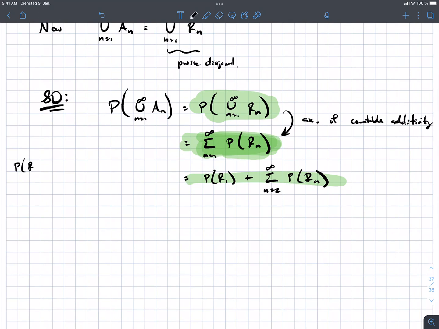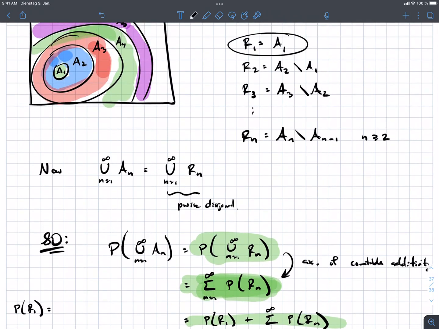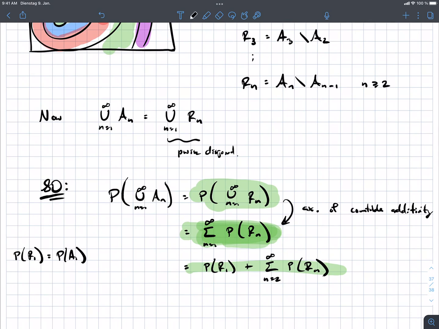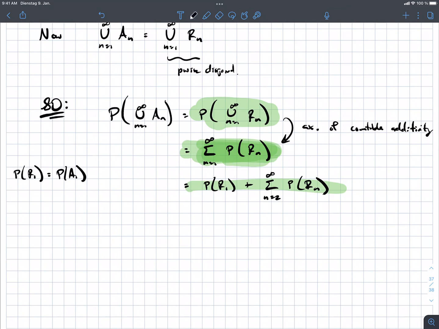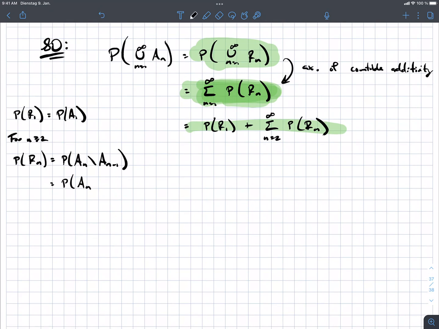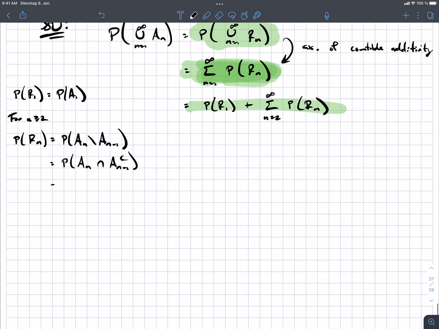So probability of R1 is the same as A1, so it's just going to be probability of A1. But then for these other Rn's where I'm defining it by taking away the previous An, for n greater than or equal to 2, probability of Rn is probability of An take away An minus 1. And so this is An intersect An minus 1 complement. And a little while back we studied a rule about this. This is probability of An minus probability of An intersect An minus 1.